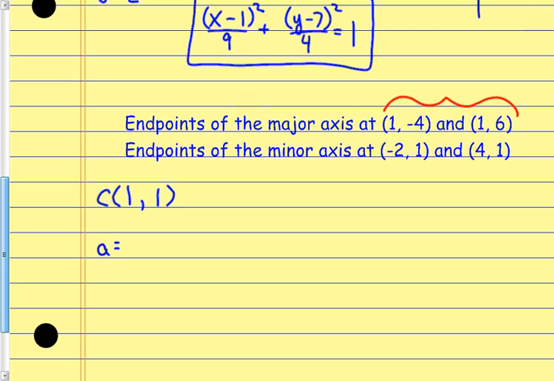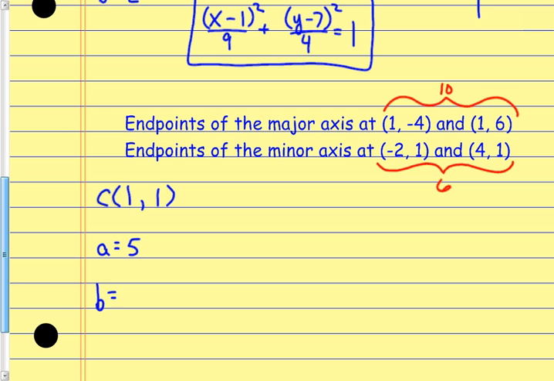So again, I ignore those 1s, and I look from -4 to +6, which is 10 units, which means my a value is a 5. Down here for my b value next, I'll look at these values. Again, I ignore those 1s. The distance from -2 to +4 is 6 units. So my b value is a 3.